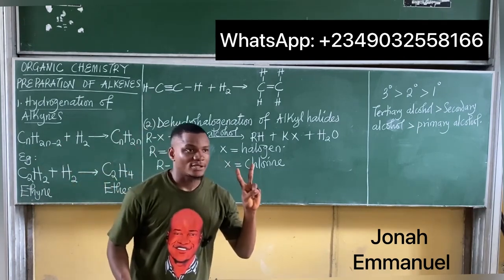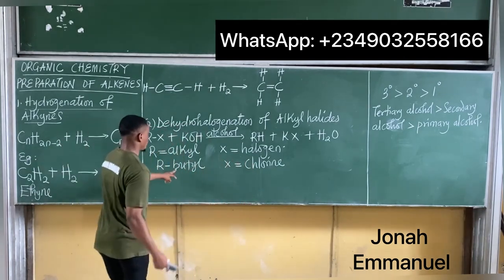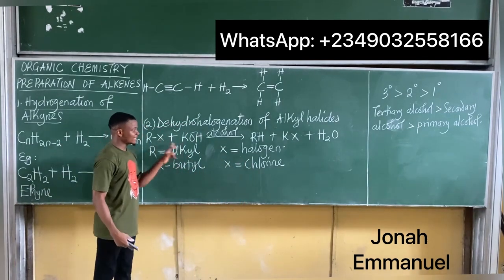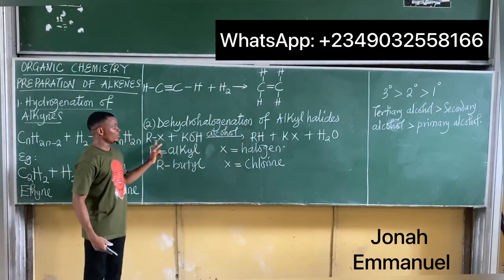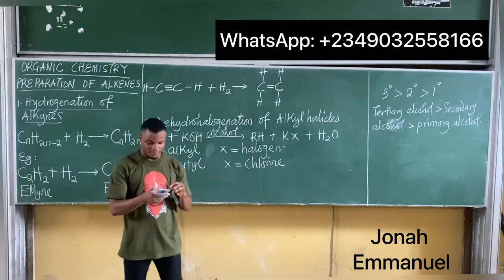Give me 2 minutes. Take this as a butyl. Take this as chlorine. Draw the complete structure. When you're done, name each of them.